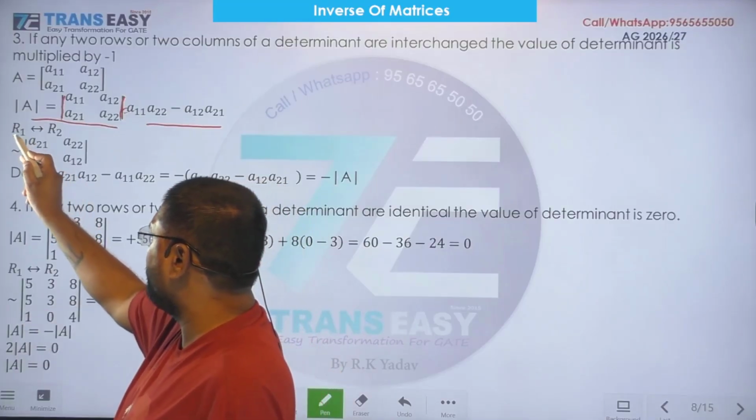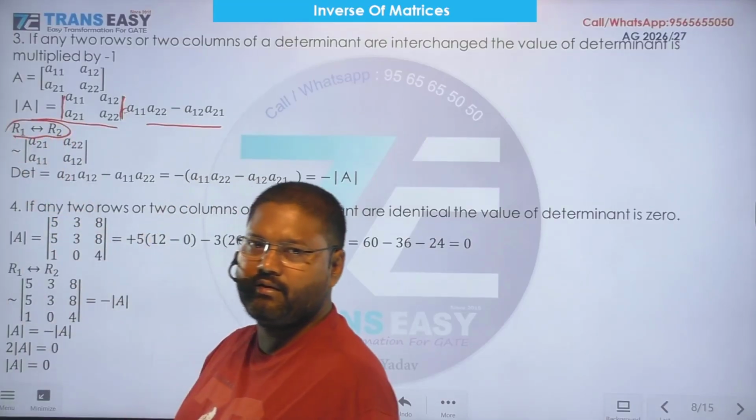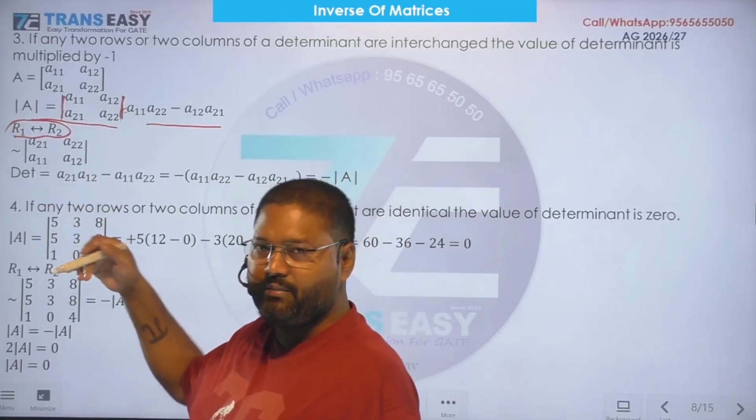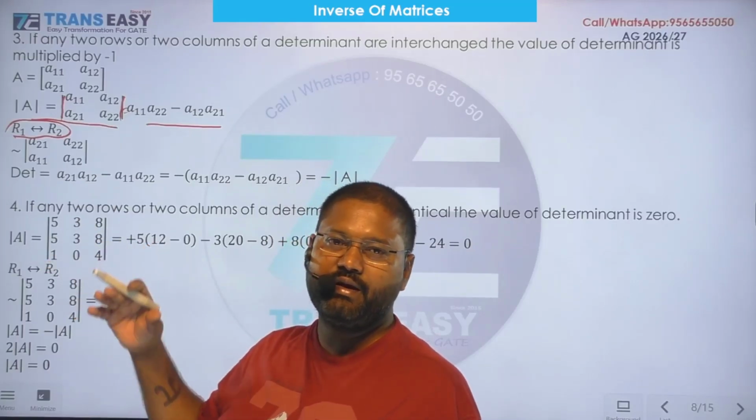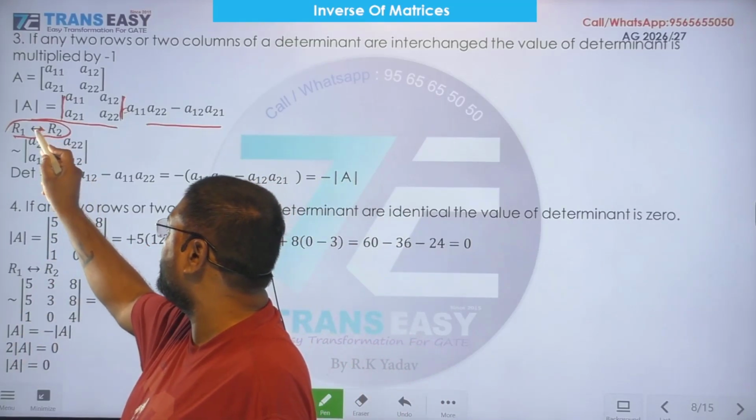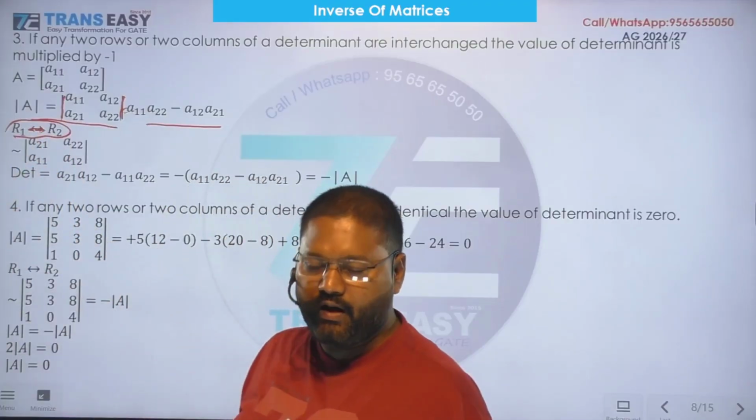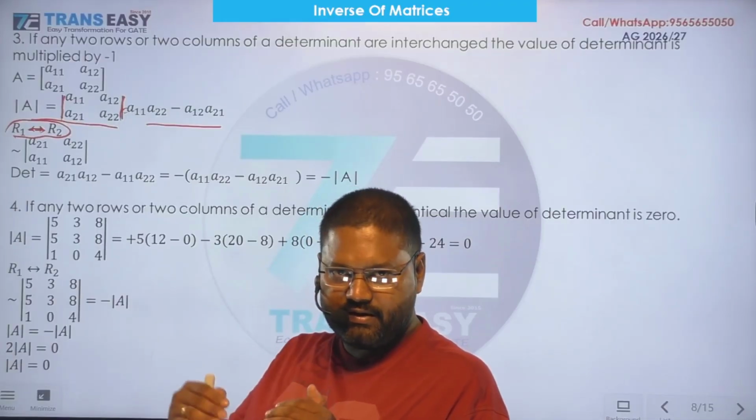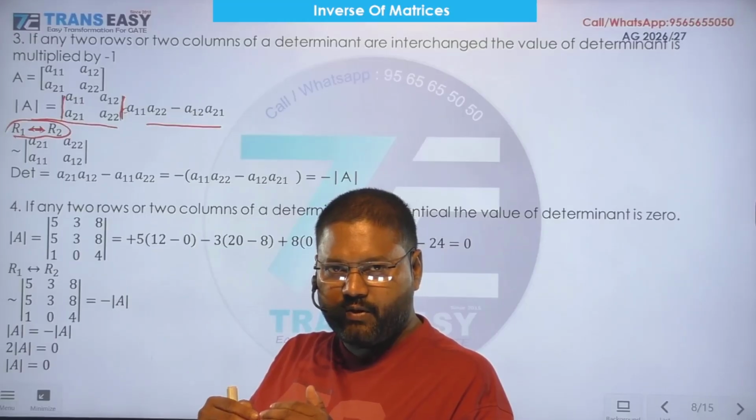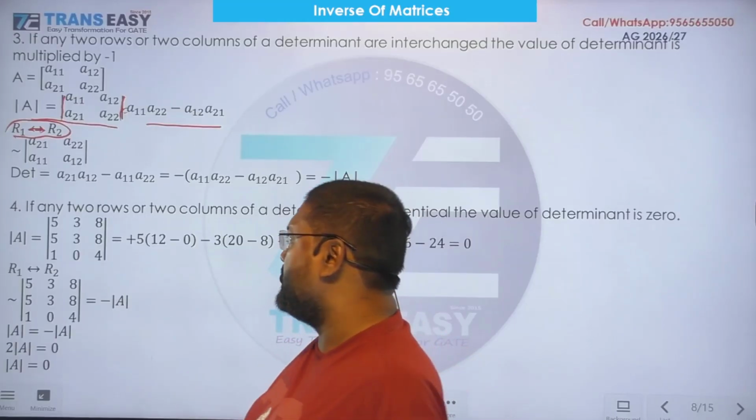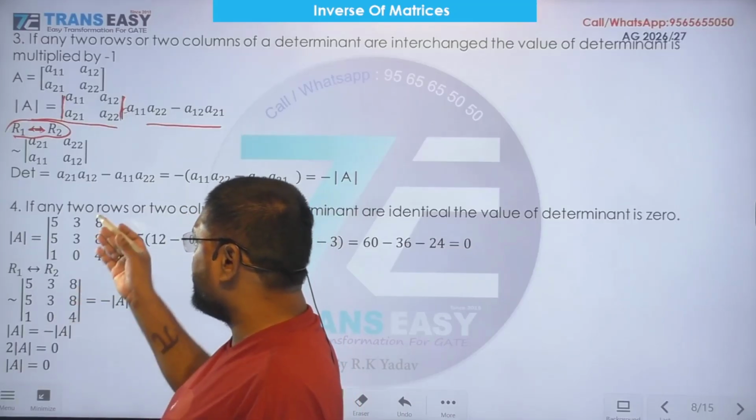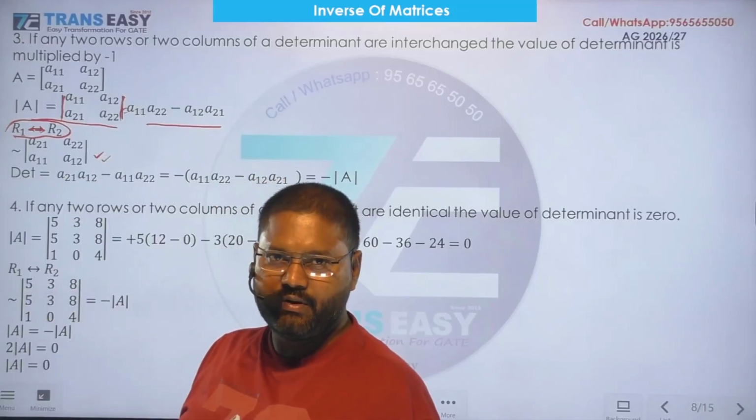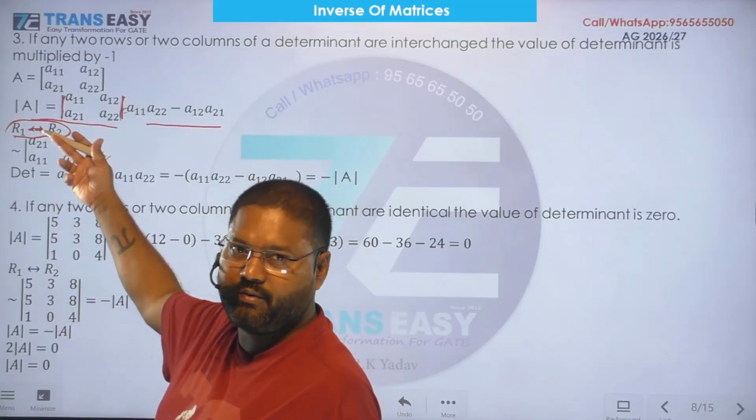Now we apply this elementary transformation. R1 is replaced by R2 and R2 is replaced by R1. एरो का हेड जो है ना दोनों तरफ है. R1 की जगह पर R2 कर दीजिए और R2 की जगह पर R1 कर दीजिए. इंटरचेंज कर दीजिए फर्स्ट रो एंड सेकेंड रो को, एक दूसरे से रिप्लेस कर दीजिए. तो आफ्टर इंटरचेंजिंग दिस इज डिटर्मिनेंट, ये अनदर डिटर्मिनेंट हो गया.